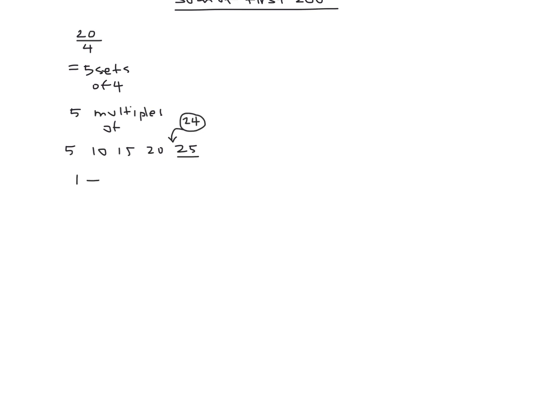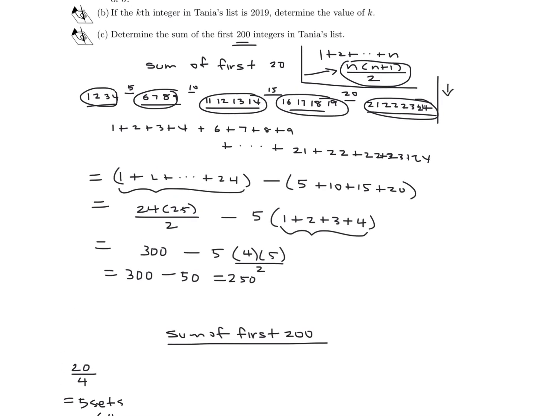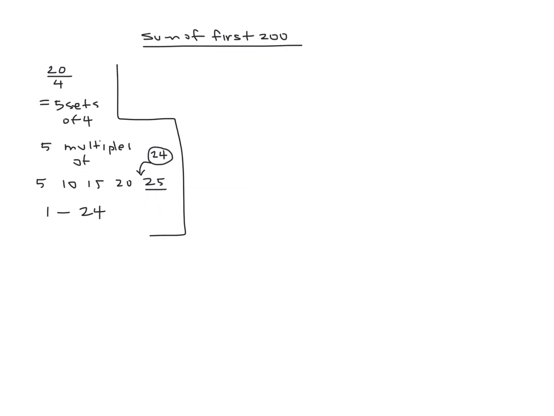So our numbers really went from 1 to 24, which is exactly what we had here. See, 1 to 24. So if we're talking about the first 200, same kind of thing. We have 200 this time. We're going to have to divide by 4 to figure out how many sets. And this time it's 50 sets of 4. And then for each set of 4, there's going to be a multiple of 5. So there's going to be 50 multiples of 5.